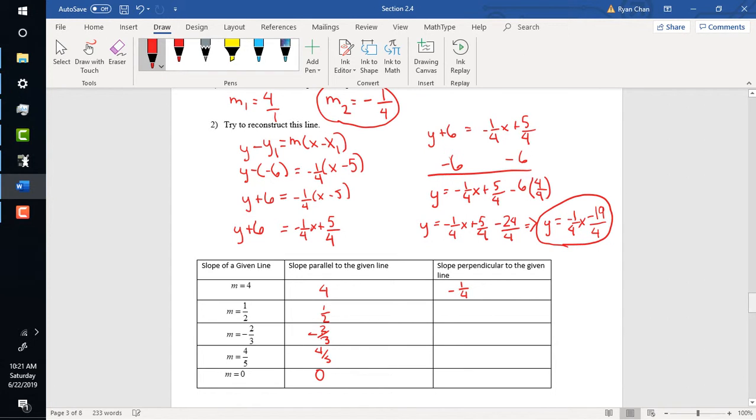Here, I have 1/2. So 1/2 flips, it'll become 2/1, and it'll become negative. Negative 2/3 will flip, and it'll become positive 3/2. 4/5 will flip and it'll become negative 5/4. Now, the one here that you can't really do with m1 times m2 is m equals 0, because it's a horizontal line. So my perpendicular line is vertical and that's undefined. This is always the one that trips people up, so be really careful with that one. That's the one you just have to remember. But for everything else, you just flip and then take the opposite sign for perpendicular.